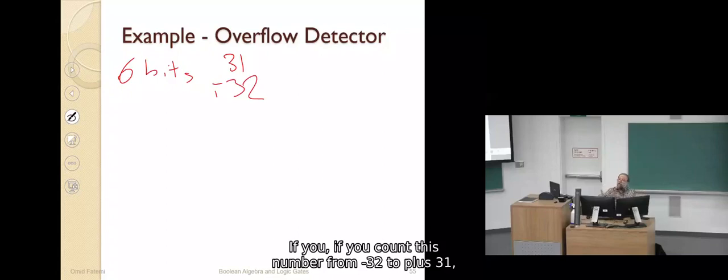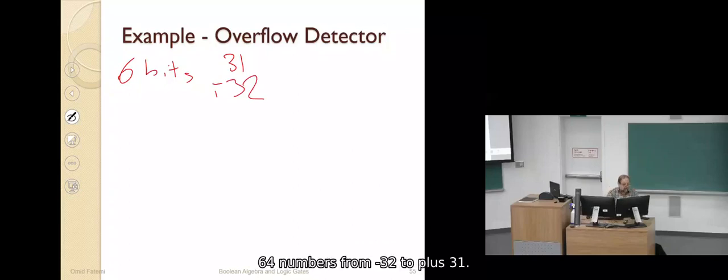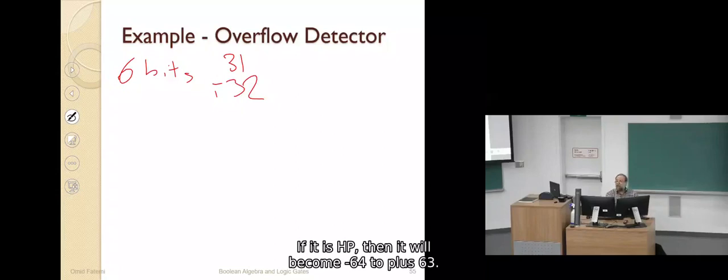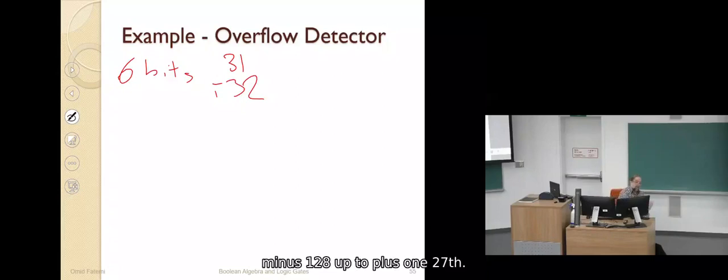If you count this number from minus 32 to plus 31, then you would have 64 numbers. That's what should be, because we have 6 bits. 6 bits means 2 to the 6 is 64. We have 64 numbers from minus 32 to plus 31. So this is what we have talked about before. If it is 7-bit, then it would become minus 64 to plus 63. If it is 8-bit, then it becomes minus 128 up to plus 127.